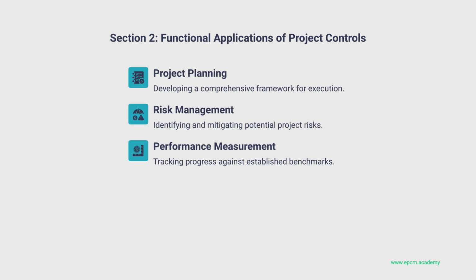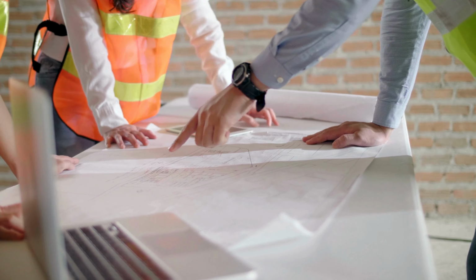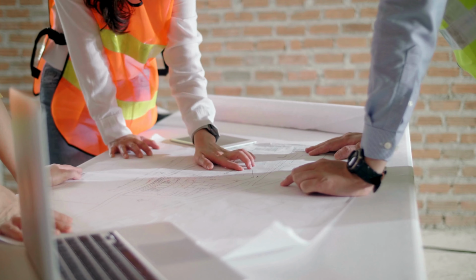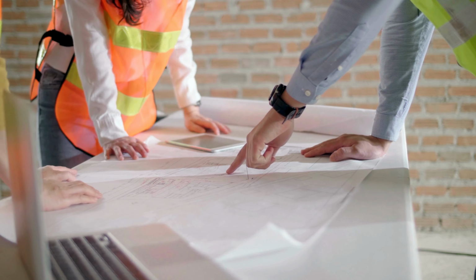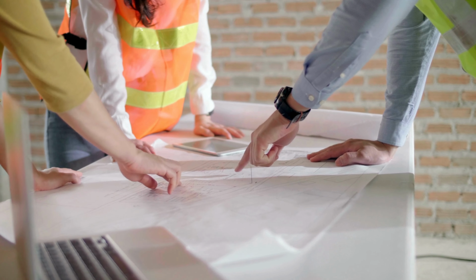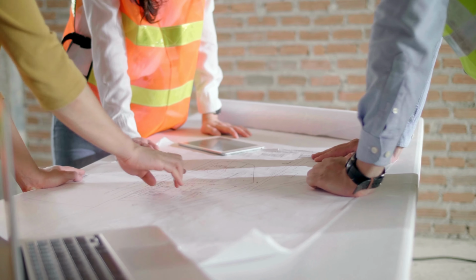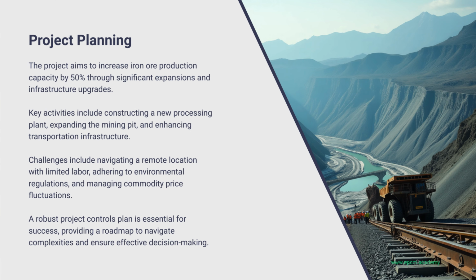A mini project within the larger project. That's a great analogy. So in this mining project, what would some of the control accounts be? They'd likely establish control accounts for major work packages, things like the new processing plant, the mine pit expansion, infrastructure upgrades. Each control account has its own budget, schedule, and deliverables. Makes perfect sense. It's like dividing a giant puzzle into smaller, more manageable sections. Right. And by tracking cost and schedule performance at the control account level, they get a much clearer picture of how the project is progressing overall.